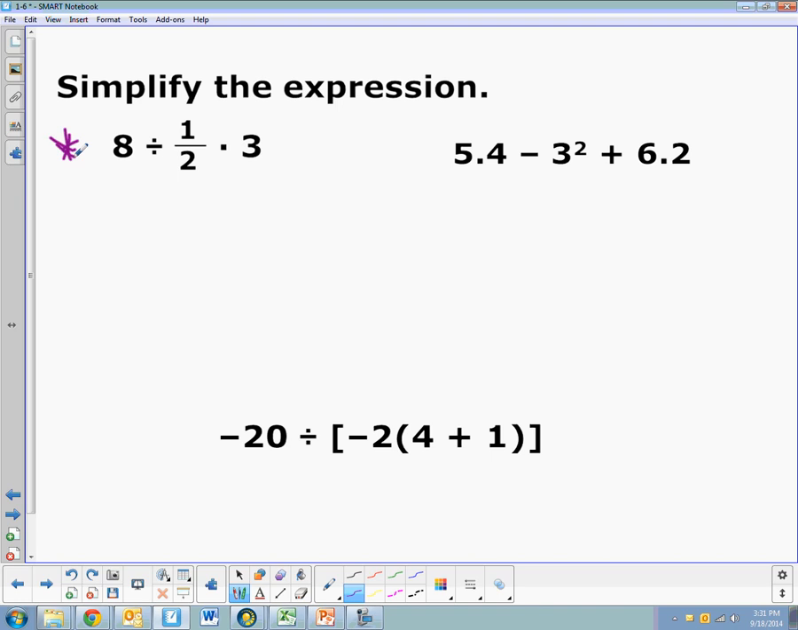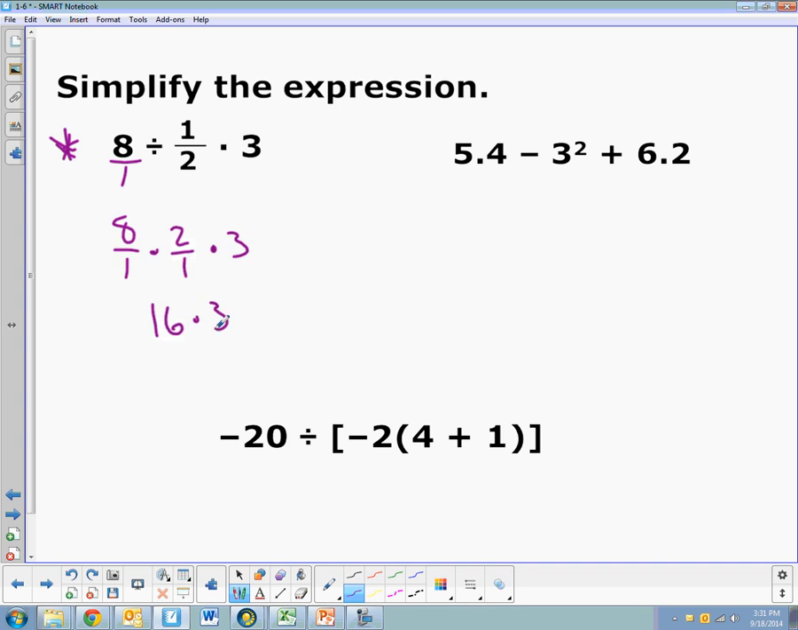8 divided by a half is not 4. Remember, if you're dividing with fractions, we need to take the reciprocal of the second fraction, and we need to multiply. And so 8 times 2 is going to give me 16 times 3. So if you made a mistake there, you've got to be careful with those fractions.